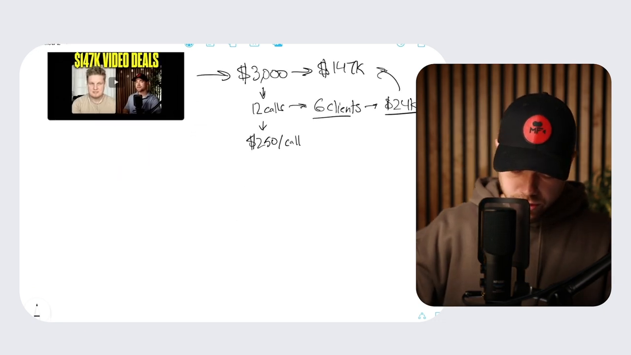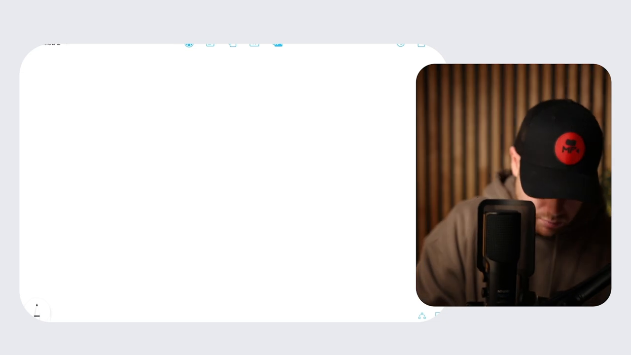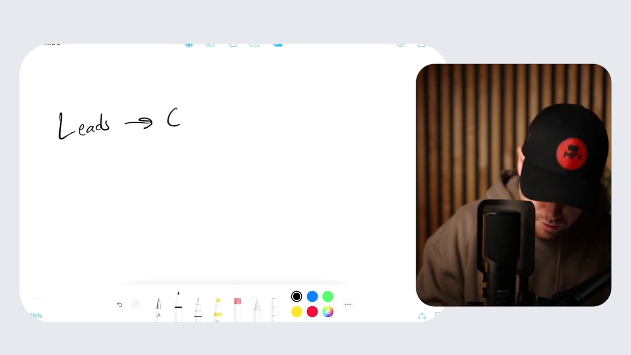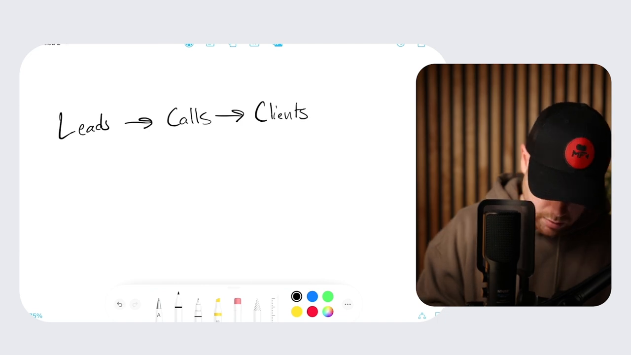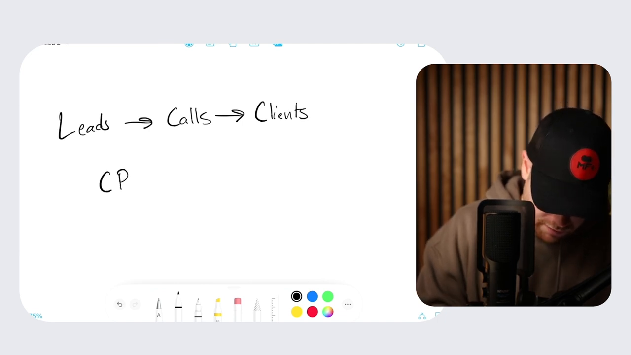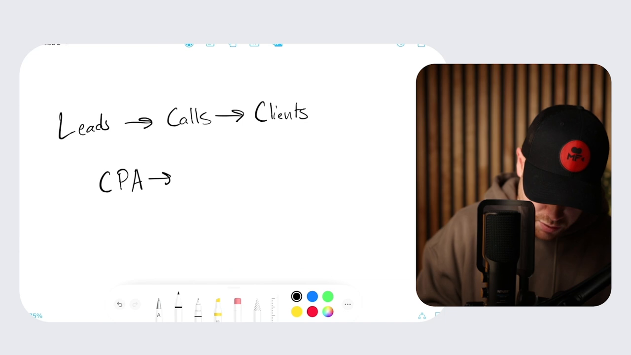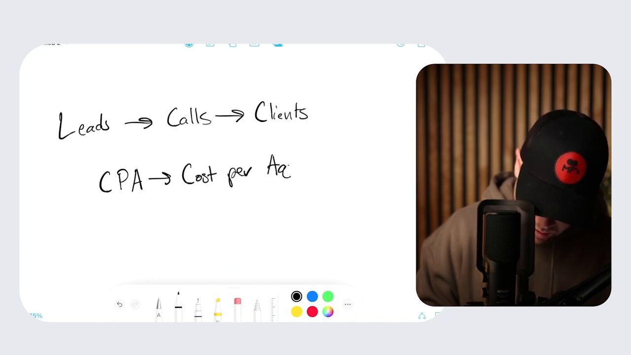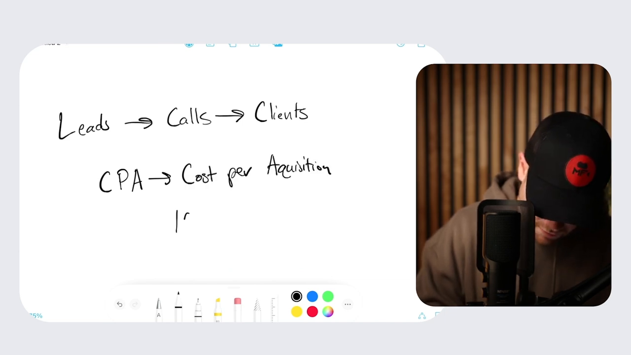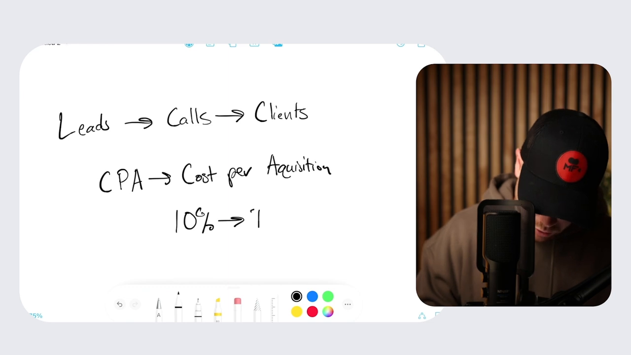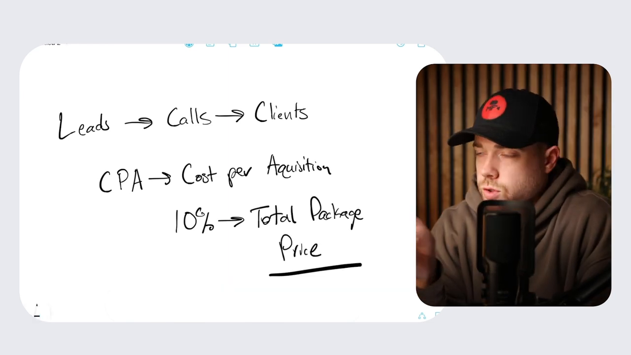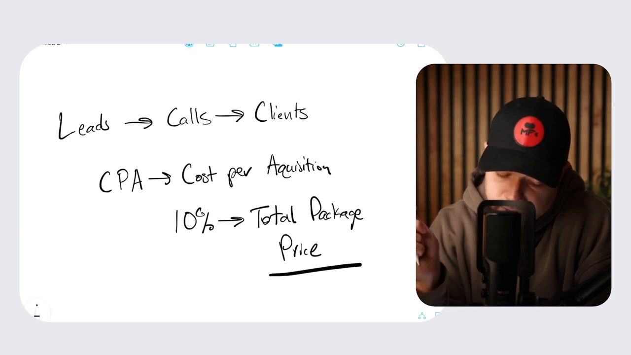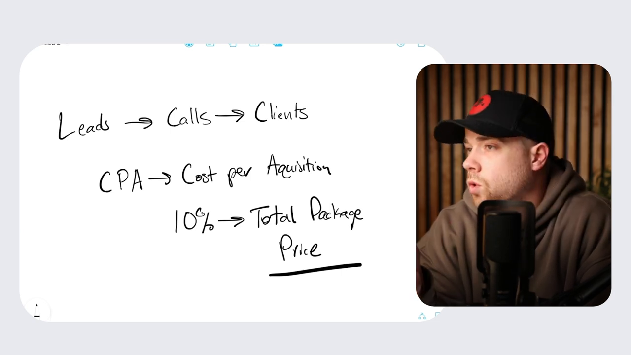So the whole goal here, guys, is that we have a certain amount of leads, a certain amount of those turn into calls, and a certain amount of those calls turn into clients. And typically what you're going to be shooting for as far as a CPA, which means a cost per acquisition, is about 10% of your total package price. Now we're shooting for about 10% of our total package price. Reason being is because that puts us at about a 10-to-1 ROI.